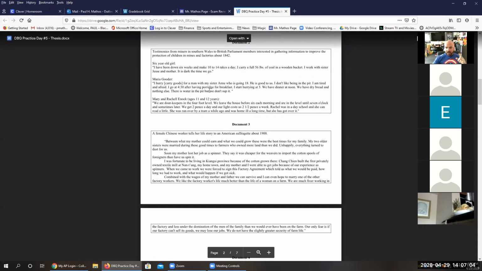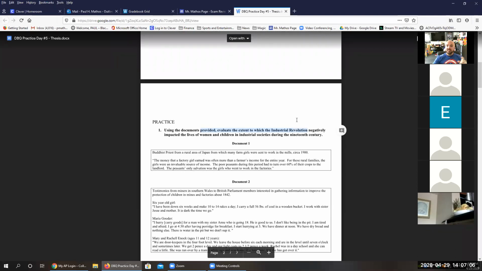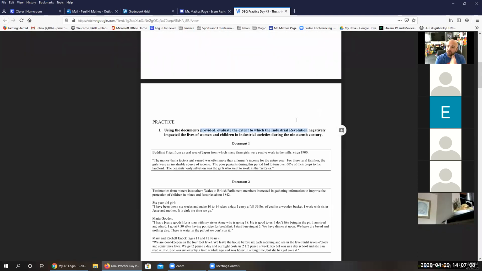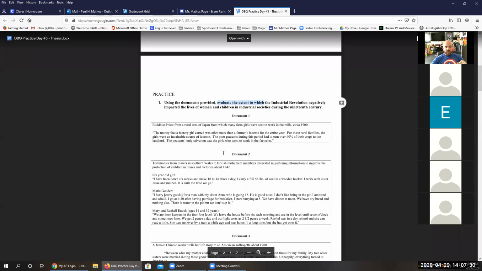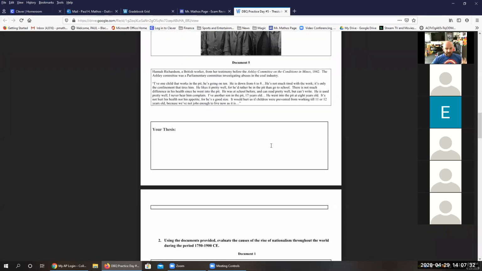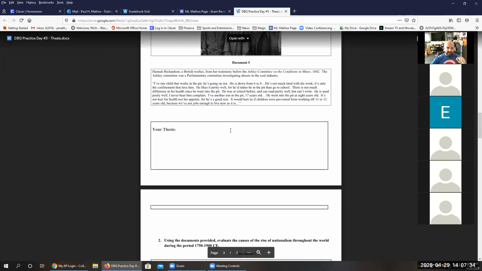So analyze the prompt. What is this actually asking us to do? Okay. Evaluate the extent. Again, this is the "to the extent." So you actually have to make your thesis as how much did something change and how or why did it change? So it's 2 parts. How much was it changed, and how and why? Then you're going to go through document 1, 2, 3, 4, 5 and make a thesis.